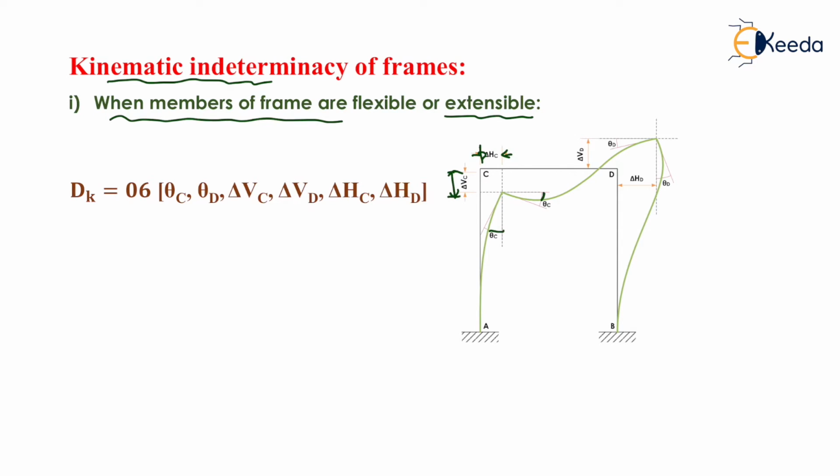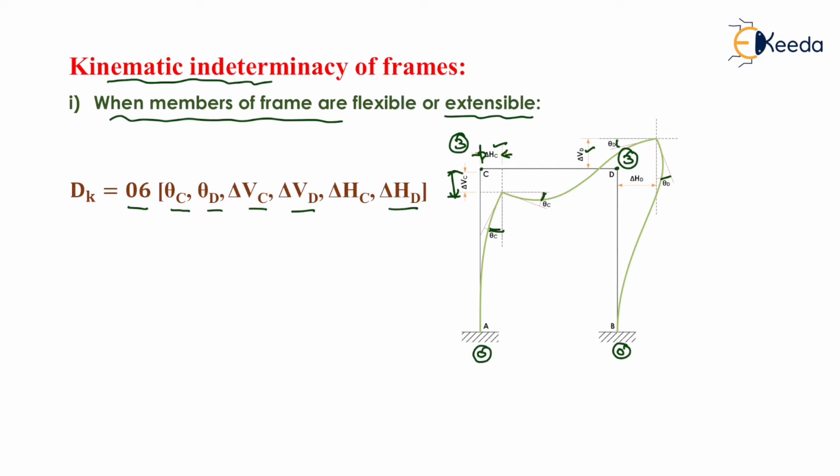and the rotation. So this frame has two joints C and D, so the total number of displacement components will be 6, that is 3 at joint C as well as 3 at joint D. Now supports A and B are fixed, which have 0 degrees of freedom. So the total degree of kinematic indeterminacy for this frame will be equal to 6, which will comprise theta C, which is shown here, theta D, which is shown here, vertical displacement at C, vertical displacement at D, horizontal displacement at C, and the horizontal displacement at D.